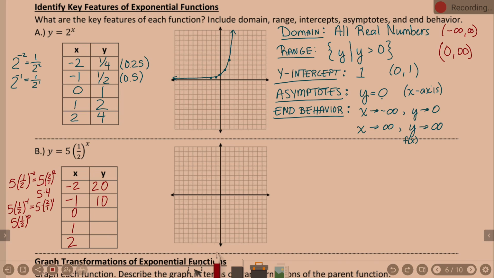Five times 1/2 to the 0. Anything raised to 0 is 1. Now, what's being raised to the 0? The 1/2. So this really just becomes what? 5 times 1, which is 5.